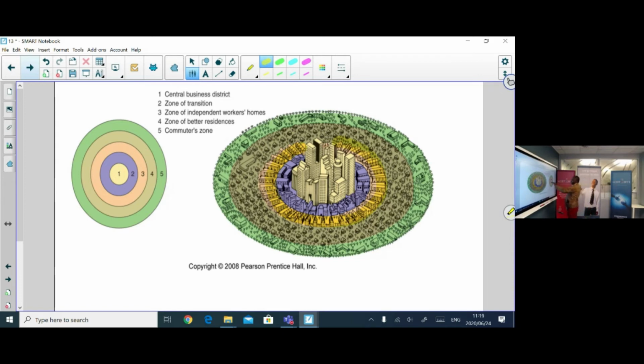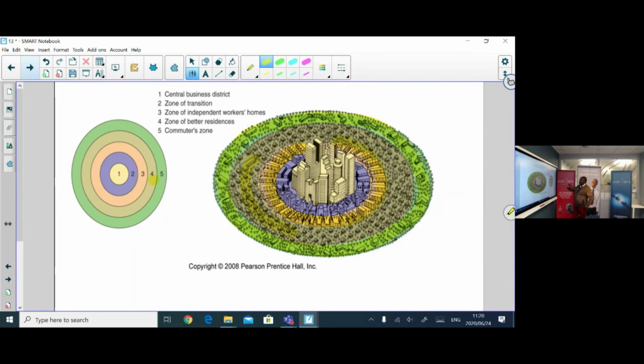Then number 4, which is here. And where do we find it? Here. You find that we have the zone of better residences. That is the medium class or the high class residences. And then 5, we have the commuter zone. So the more you move into the city, the more the price of the land appreciates. So the more you move out, the less the price. That is according to the model.